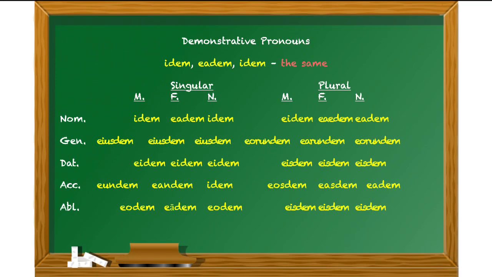And the Latin forms you see here: idem, eadem, idem, eiusdem, eiusdem, eiusdem, eidem, eidem, eidem, eundem, eandem, idem, eodem, eadem, eodem. And then on the plural side, eidem, eaedem, eadem, eorundem, earundem, eorundem, eisdem, eisdem, eisdem, eosdem, easdem, eadem, and eisdem, eisdem, eisdem. And again, you will probably notice that looks a lot like is, ea, id. It really does follow the pattern of is, ea, id.